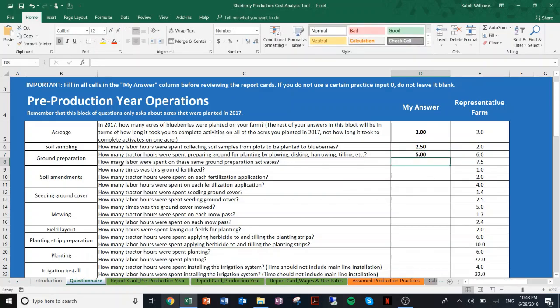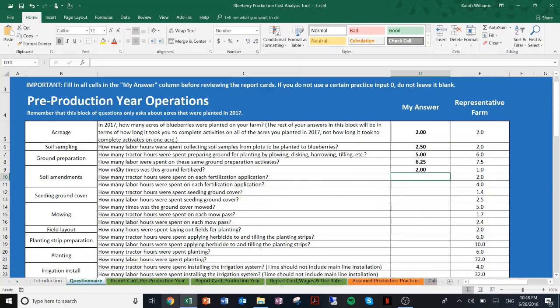And then I come over here and it says how many labor hours are spent on these same ground preparation activities. I know that to hook and unhook all the implements is going to take me a little bit longer. Let's say maybe it takes me 15 minutes longer per hour. So we'll say that's 6.25 hours. And then I move on to the next question. How many times was this ground fertilized? Let's see, I've fertilized it once at the beginning of the year and once at the end of the year. So 2 times.